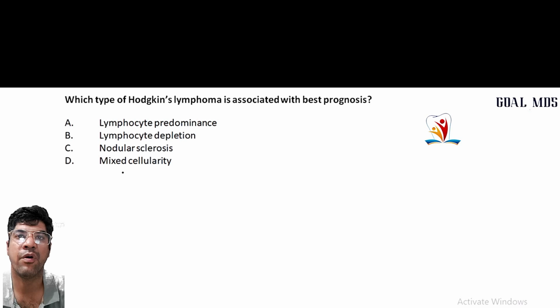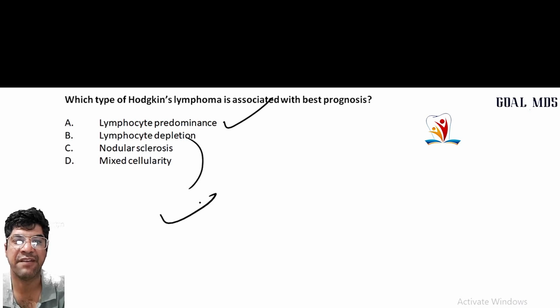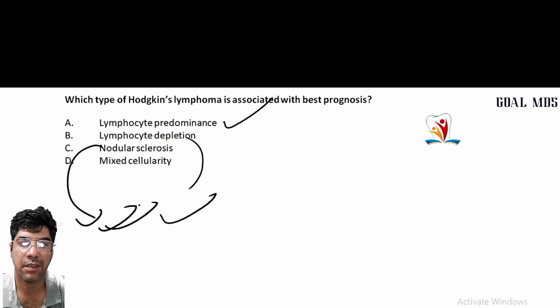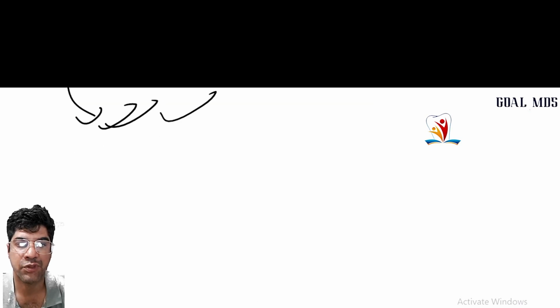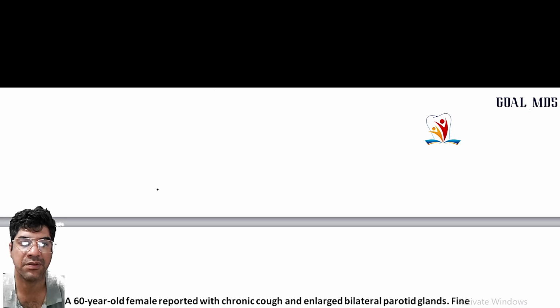Which type of Hodgkin lymphoma is associated with the best prognosis? Lymphocyte predominant is associated with the best prognosis. And which subtype is associated with worse prognosis? It's the lymphocytic depletion. Remember that. Which is the most common? It is the nodular sclerosis, the most common variety, and it has a favorable prognosis.